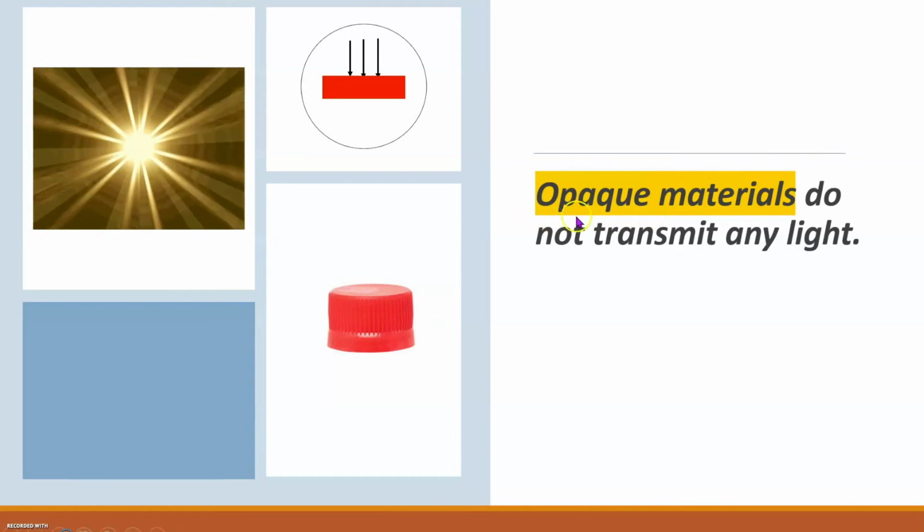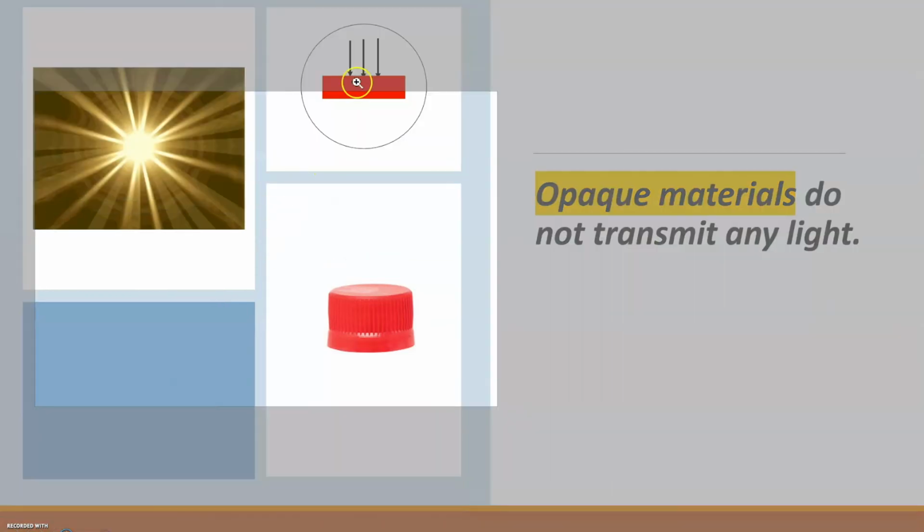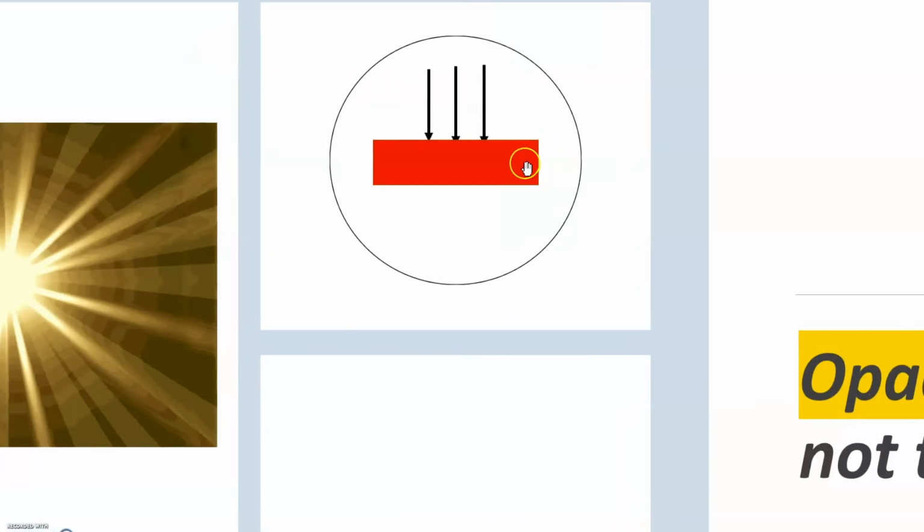Very good. So, opaque materials do not transmit any light. Let's see again the sample right here. This is the surface of an opaque material, and these are the light rays. As you can see, the light rays cannot be transmitted through an opaque material. It does not go through.